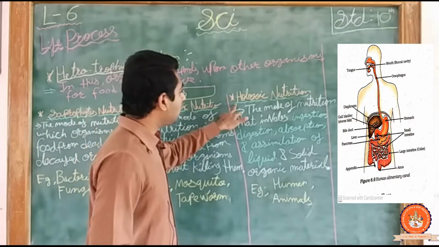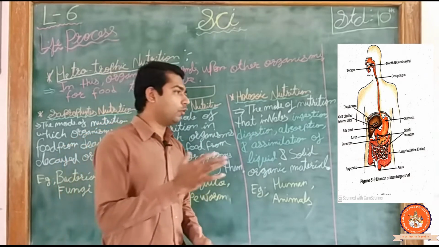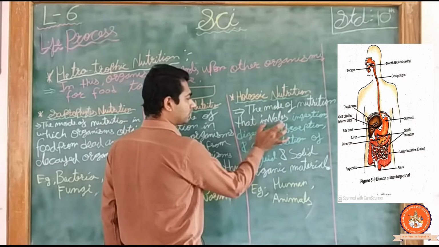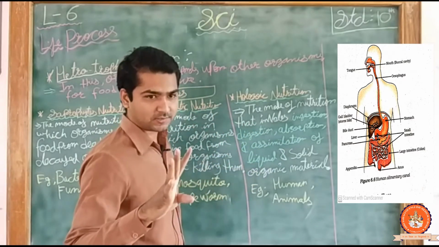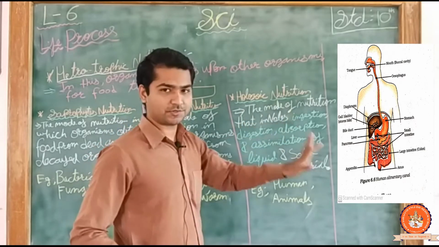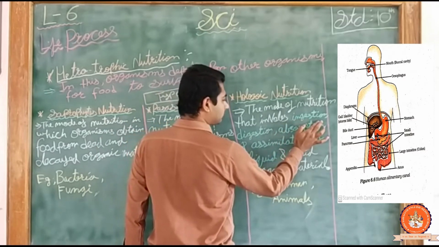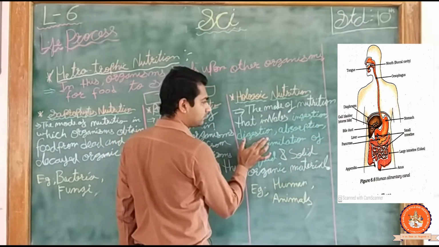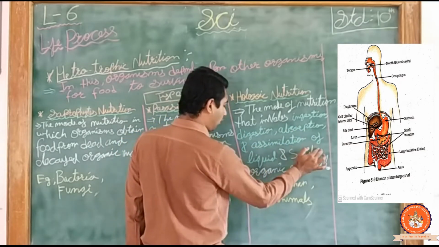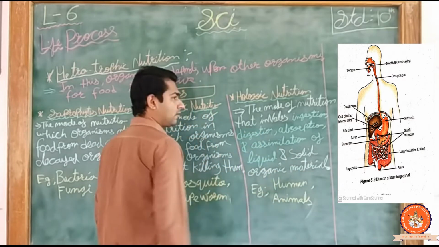Now the third type is holozoic nutrition. Now what is holozoic nutrition? Holozoic nutrition is the mode of nutrition that involves four processes which occur in any organism. That involves ingestion, digestion, absorption and assimilation of liquid and solid organic materials.